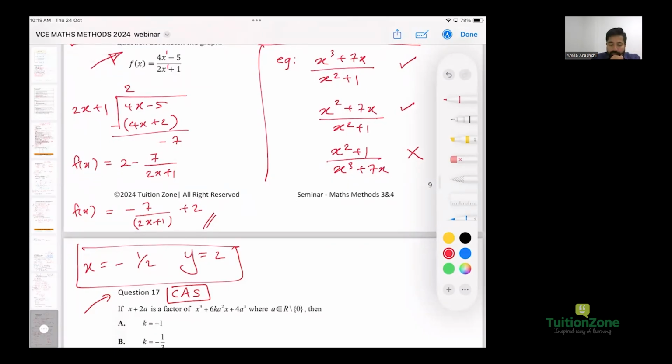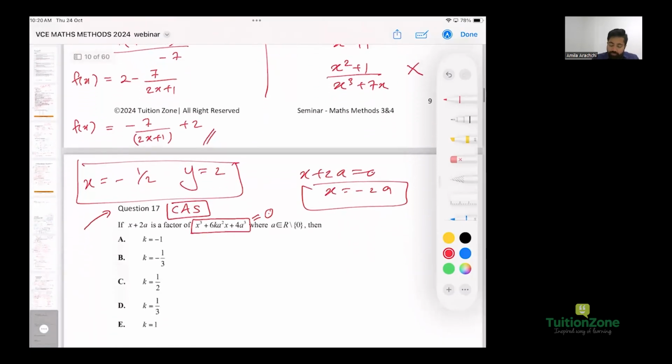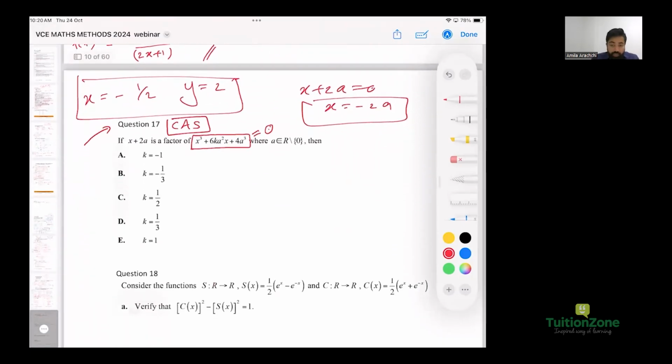So next one, if x plus 2a is a factor, you know the factor and remainder theorem, right? Factor means if you sub in the value, so what's the given value? x plus 2a. Make it equal 0, which is x equals minus 2a. So sub negative 2a into the equation, and the answer becomes 0, because if it is a factor and you sub the value, it becomes 0. You can use the calculator, just sub it in.